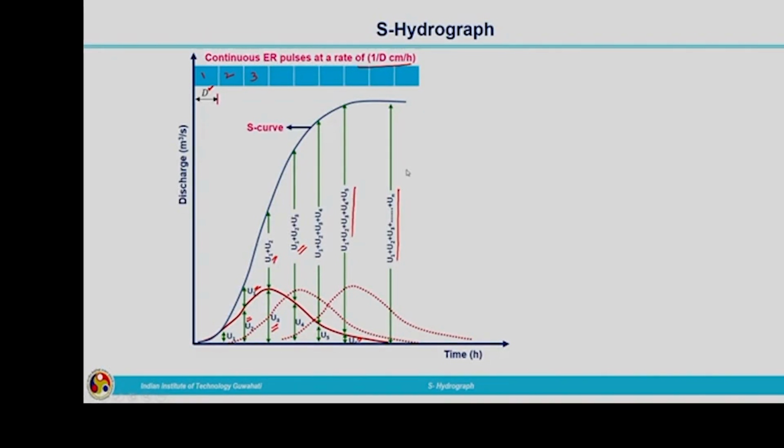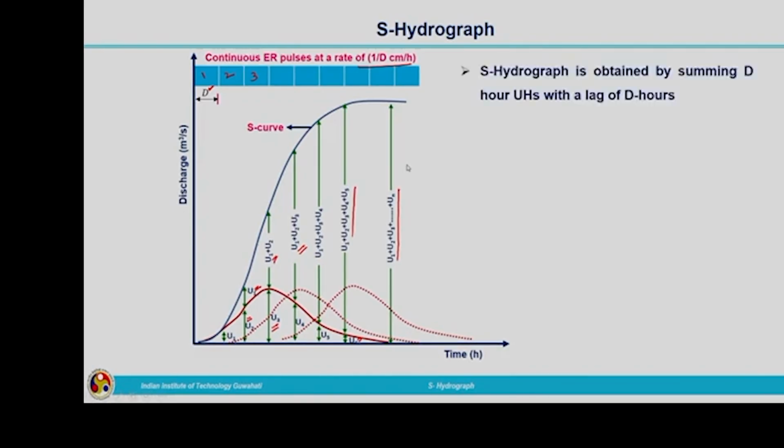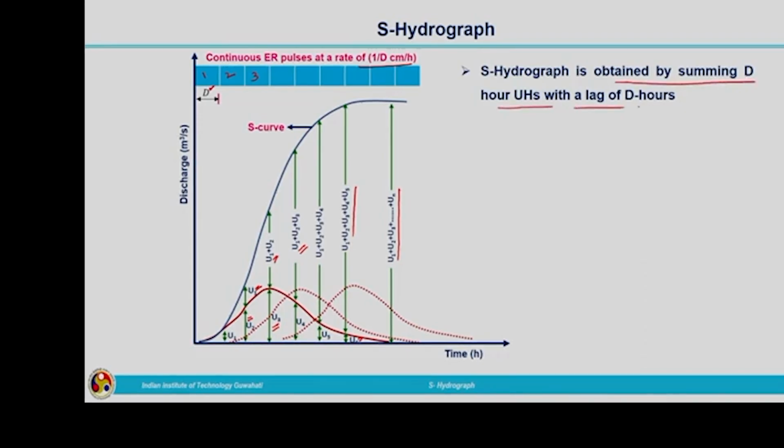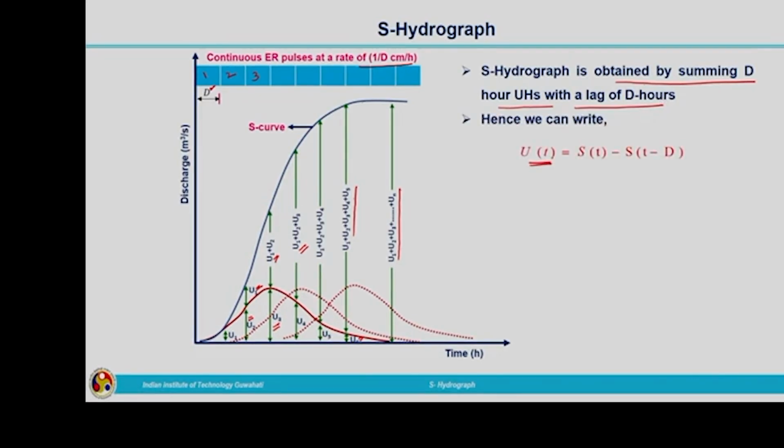This is our S curve. Mathematically we can represent that. It is obtained by summing up unit hydrographs with a lag of Dr hours. So, we know u of t, that is the unit hydrograph, is s of t minus s of t minus D.